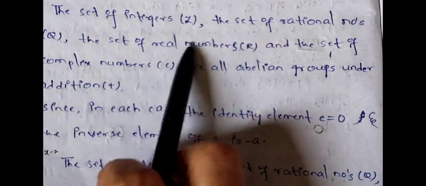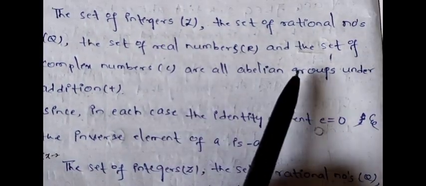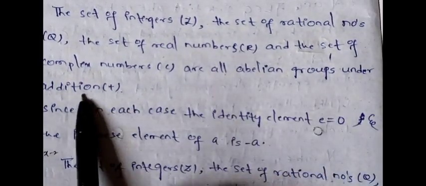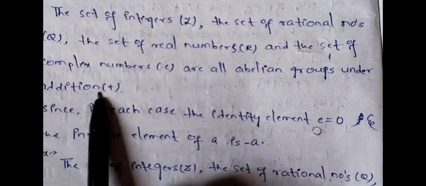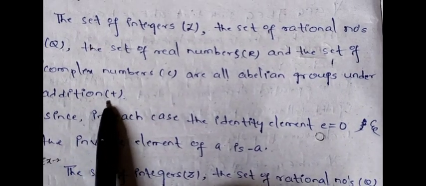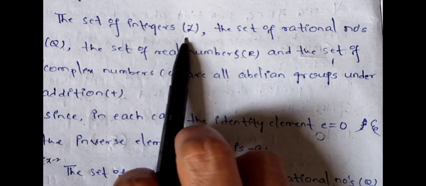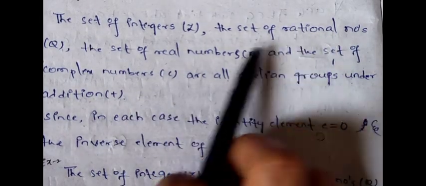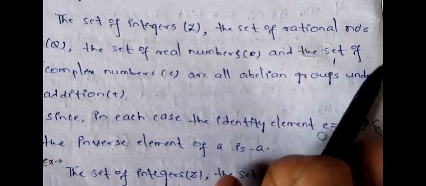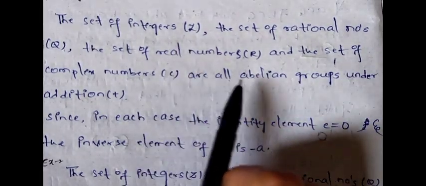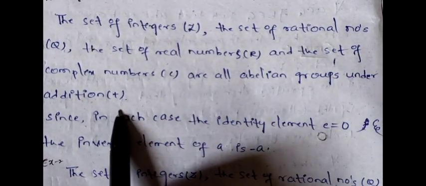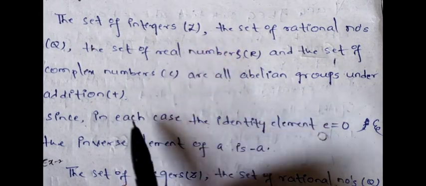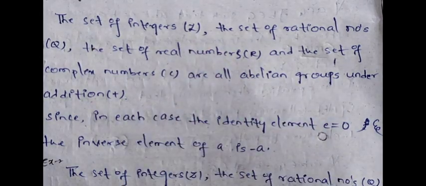Let us go to an example. Suppose we are taking the operation as addition. Instead of multiplication, when you are taking the addition operation, then the integer set is an abelian group under addition. In the same way, the rational number set, real number set and complex number set are all abelian groups under addition. Under addition only they are abelian groups, under multiplication they are not.